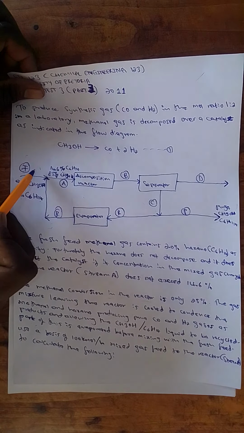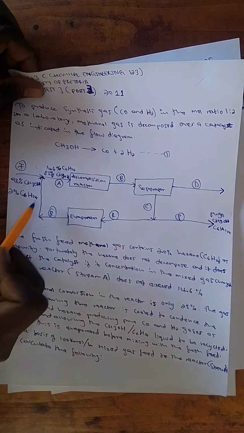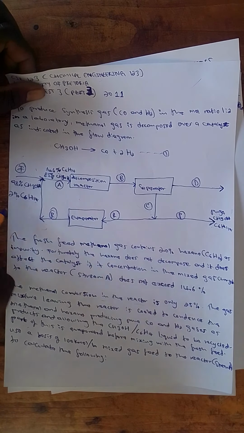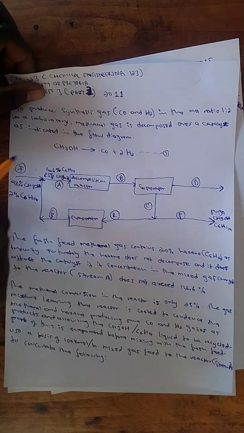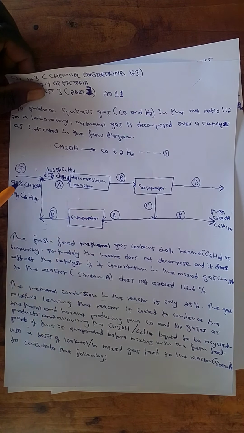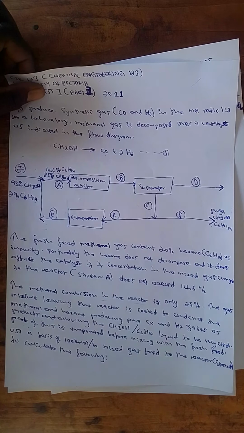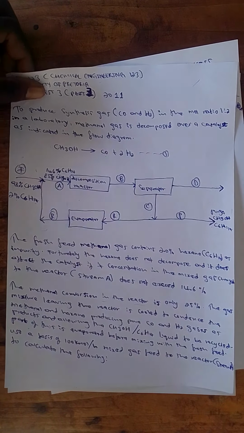We know the methanol that is entering the process is entering through stream F. For us to calculate that, we can find out how much is stream F, the moles of stream F, and multiply it by the mole fraction of CH3OH, because we have the percentage of CH3OH. We'll get the amount of CH3OH in stream F, and that becomes our CH3OH that is entering the process.